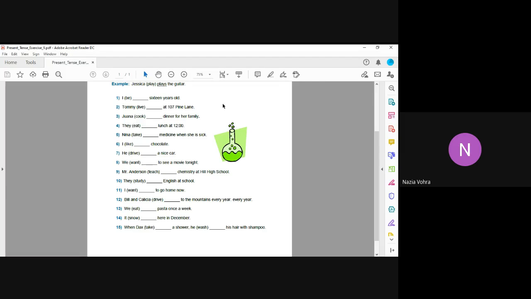What is the third answer? Joanna cooks dinner for her family. This is simple present tense. So Joanna cooks dinner for her family. It will take s or es. Correct? The singular form of the verb. So Joanna cooks dinner for her family.